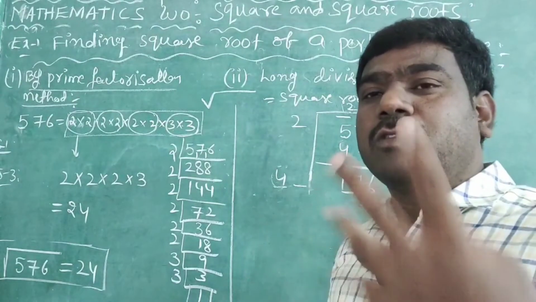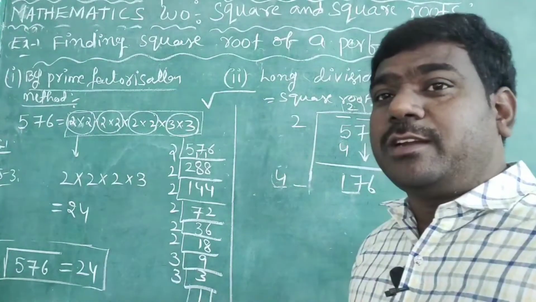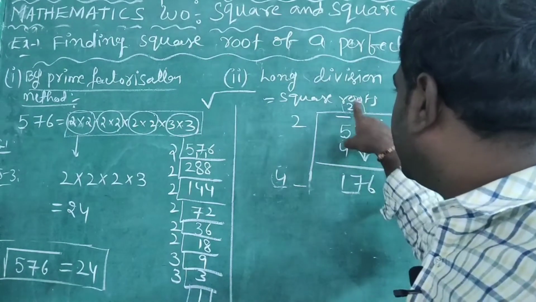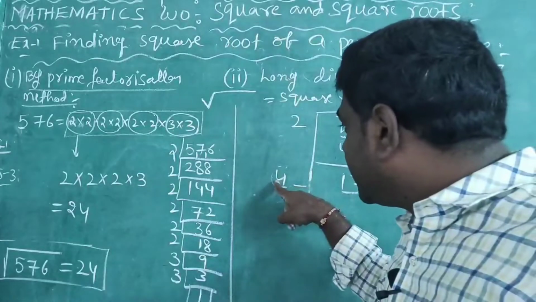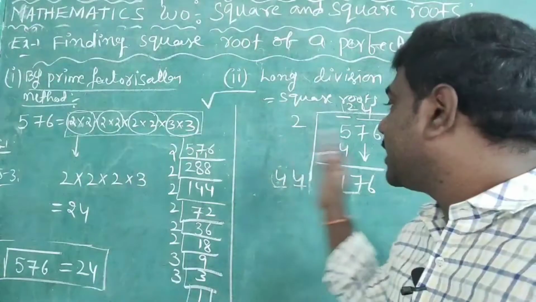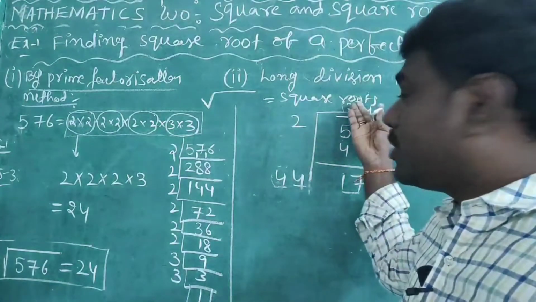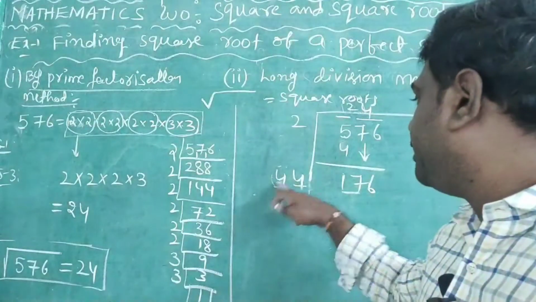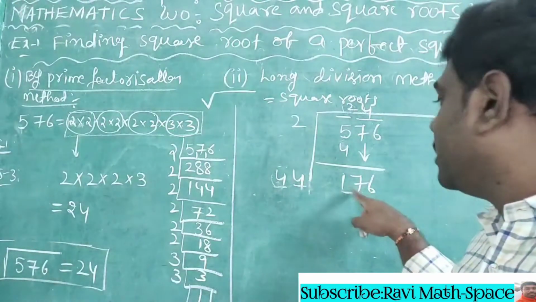That 4 times, how to write? That 4 you should write in the quotient, to the right of the quotient, as well as in the divisor, to the right of the divisor. Understand here, right side. Remember, very simple here. Make the quotient double, which is nothing but 4. Now check out.